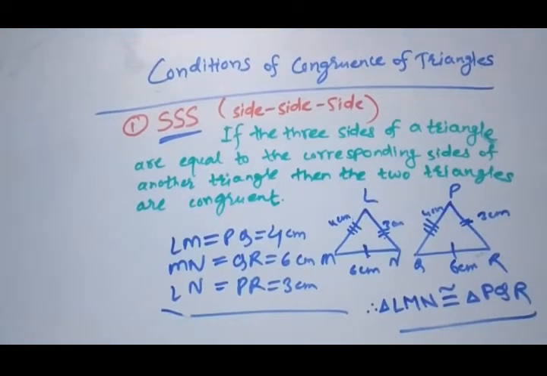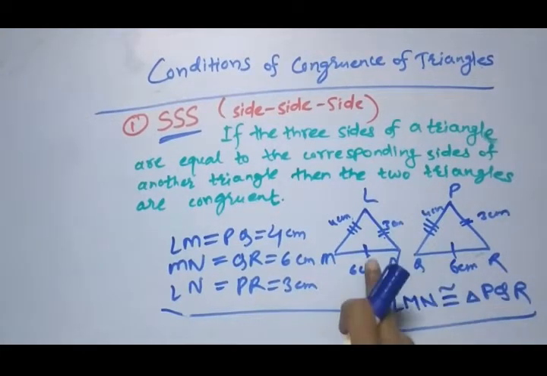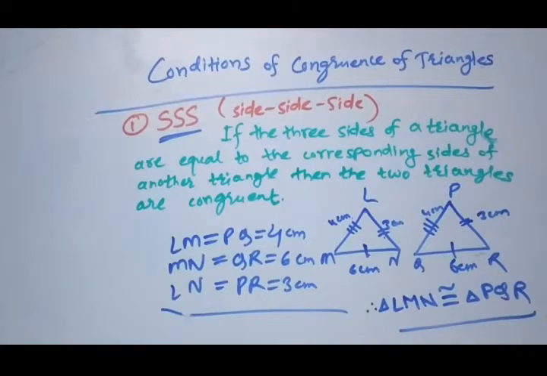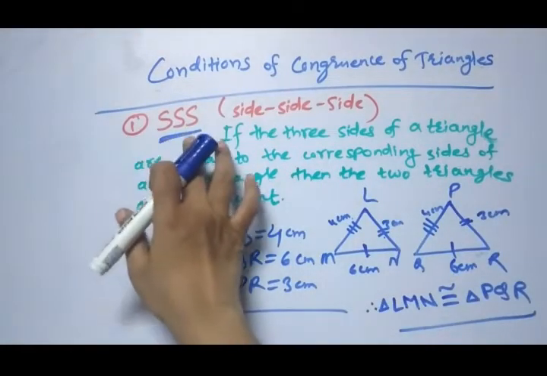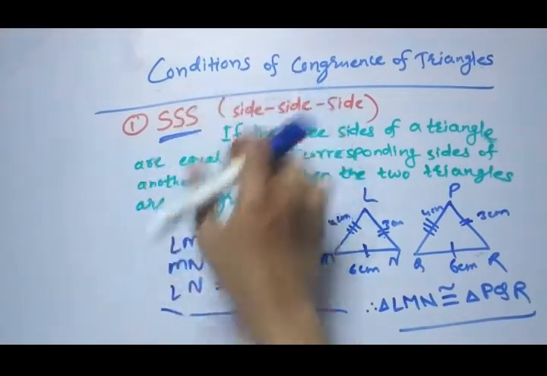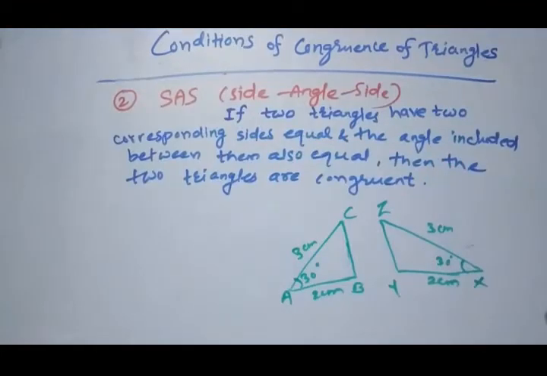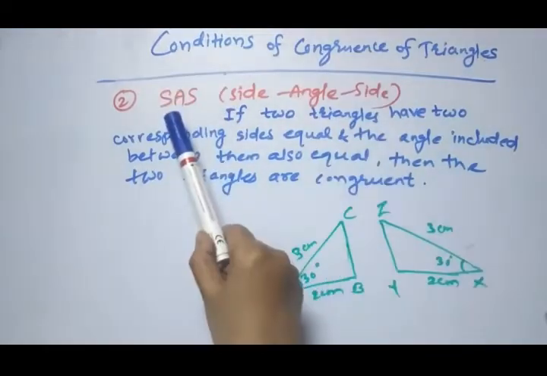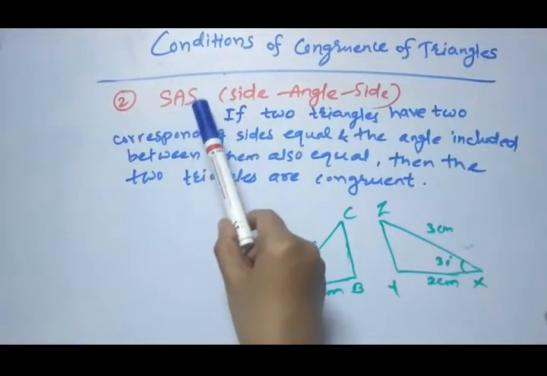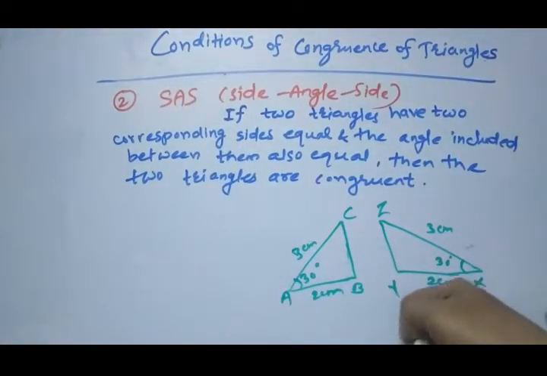We can see that these two triangles fitted each other exactly. So you can say that these two triangles are congruent under the condition of side, side, side. These conditions you have to mention compulsorily. So the next is what? Side angle side, SAS conditions of congruence of triangles.